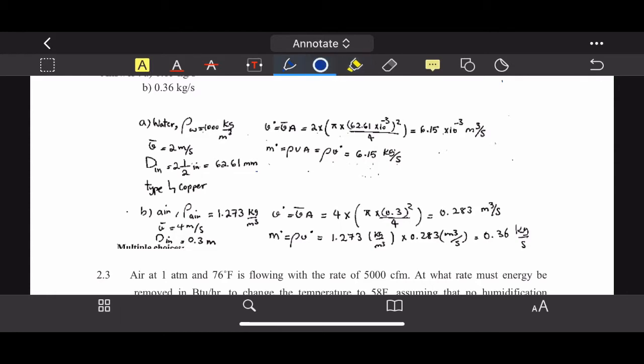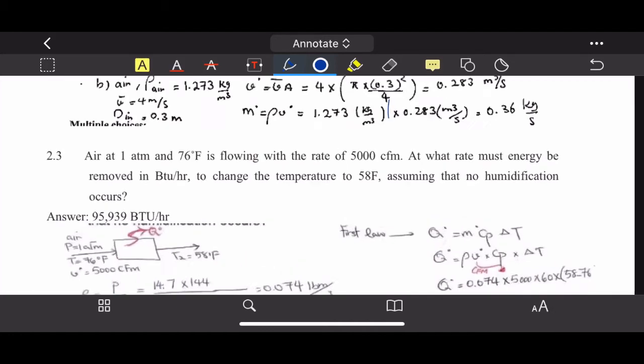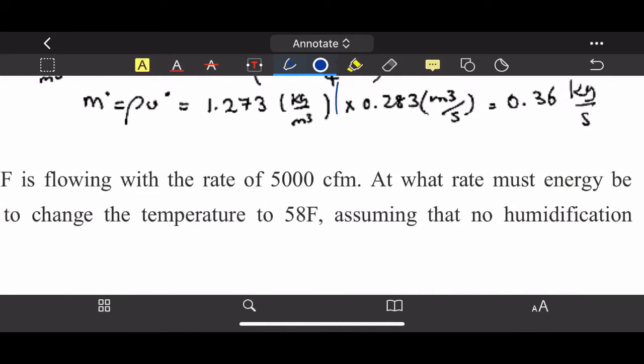Okay, now we go to question 7. Question 7 is given as air at 1 atmospheric pressure and 76 degrees Fahrenheit flowing at a rate of 5000 CFM. CFM is also known as cubic, what is it?